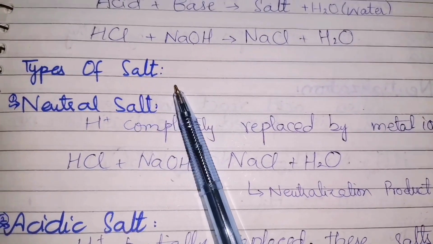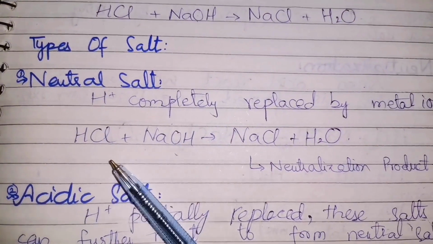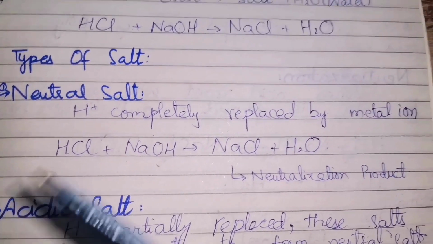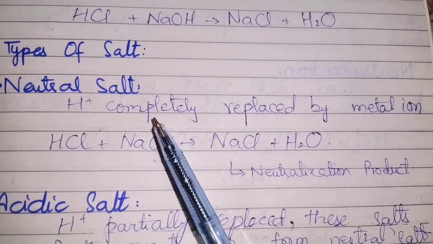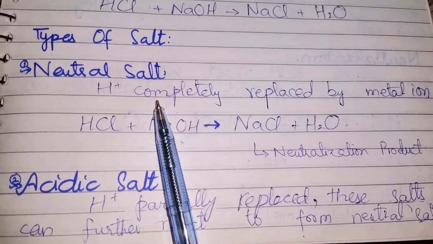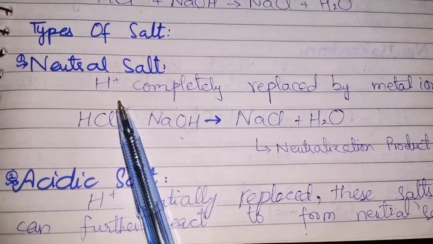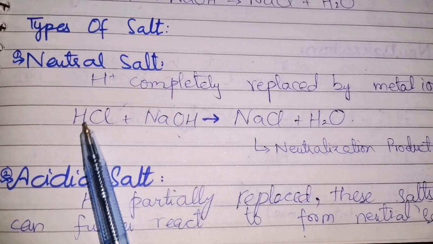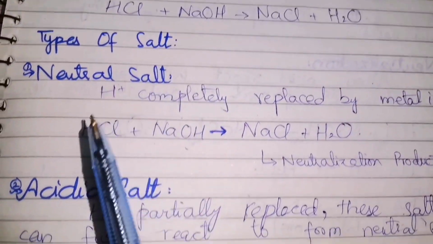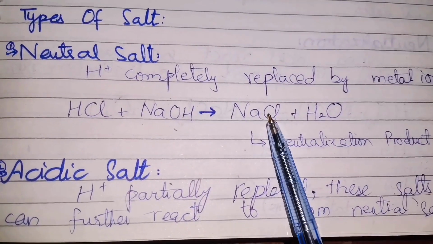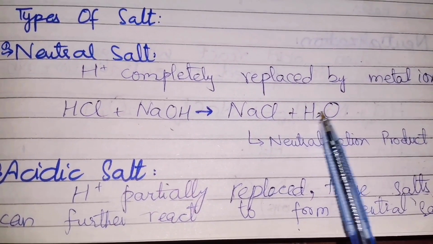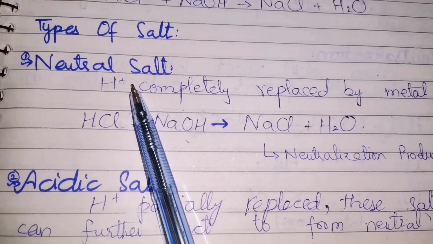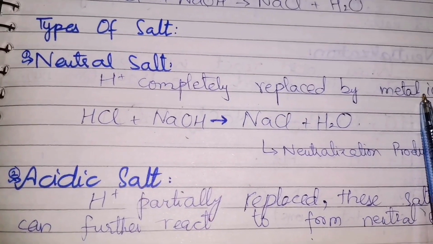Now, types of salts. The three types that we are going to study are the neutral salts, acidic salts, and basic salts. The first one that we are going to study is the neutral salts. What happens in neutral salts is that the H positive proton is completely replaced by the metal ion. Here see the same reaction as we have studied above, that HCl is reacting with NaOH. As a result, NaCl, sodium chloride, and water is produced. Now what they say over here is that the hydrogen ion is replaced by the metal ion.